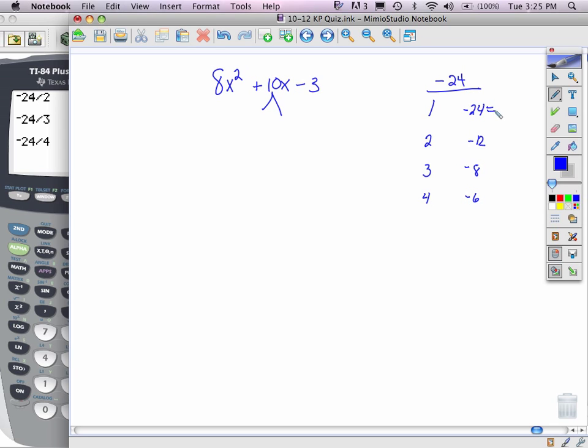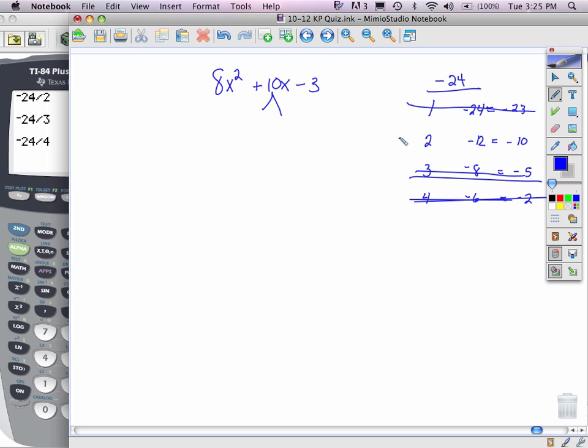And how I do that is I'm going to look at these problems and I see that I have 1 and negative 24. Well, when I add those two together, 1 plus negative 24, I get negative 23. 2 minus 12 is negative 10. 3 minus 8 is negative 5. And 4 minus 6 is negative 2. Now, obviously, these three are not the answer.